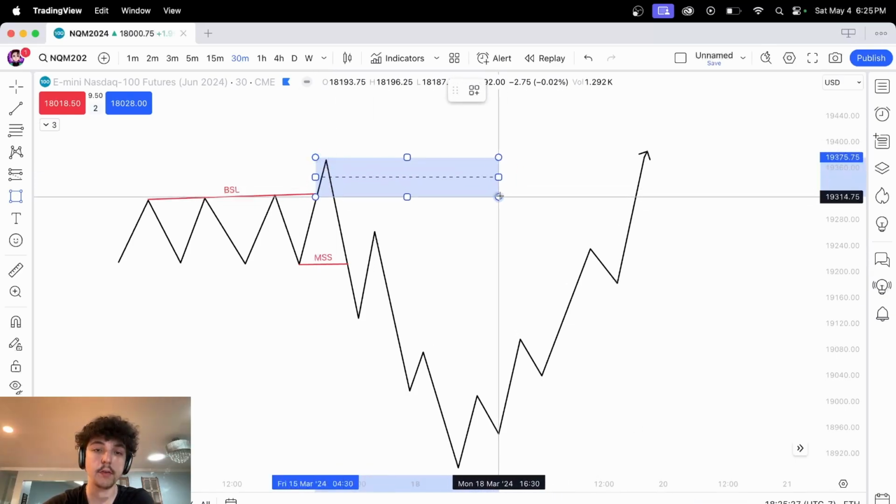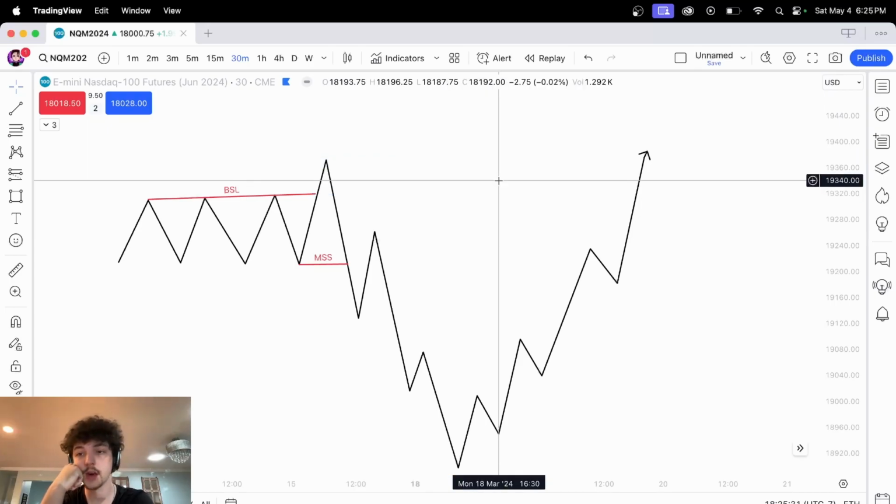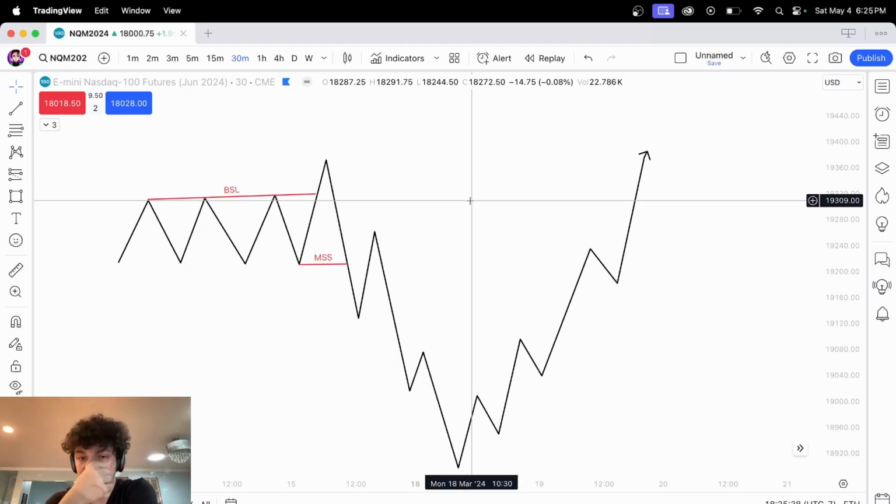You can mark out this. There's probably an order block or something along these lines that it might tap into possibly. There's a lot of things that it could really come into.